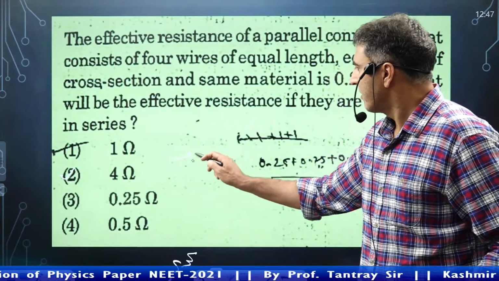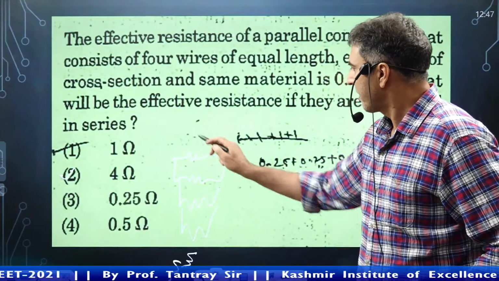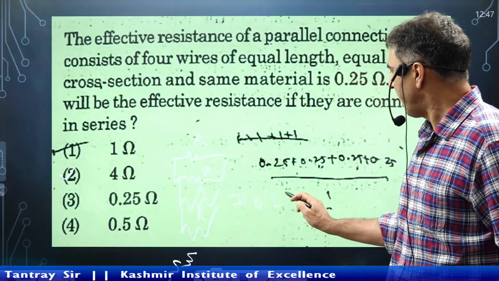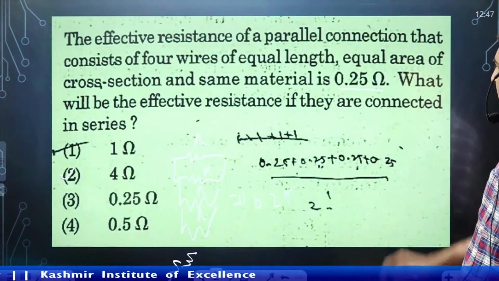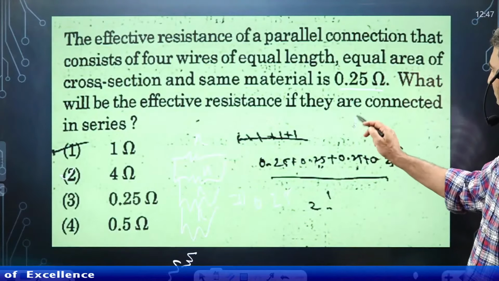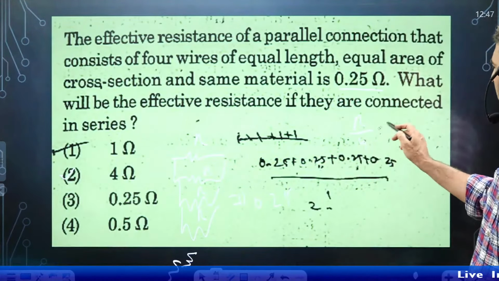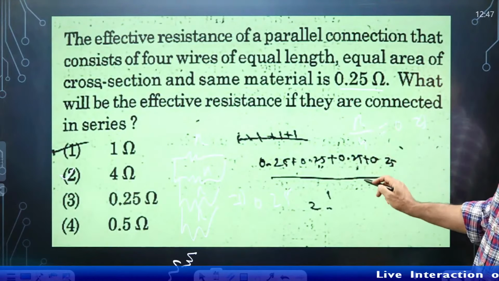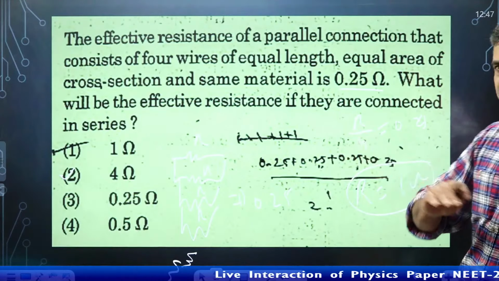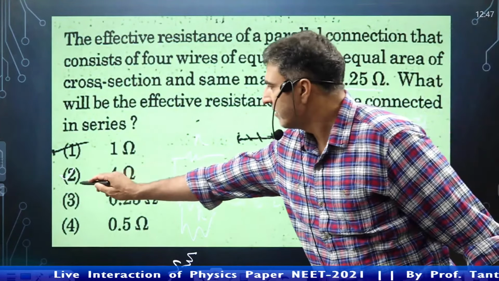So the 4 resistors connected in parallel have the resistance of 0.25. That is given. But it will give us each resistance value. That's R by 4, that's what we know. R and R in parallel is R by 4. That is 0.25, and R will give us 1 ohm. If I put 1 ohm resistors in series, 4 of them, I will get 4 ohms. That is the answer.